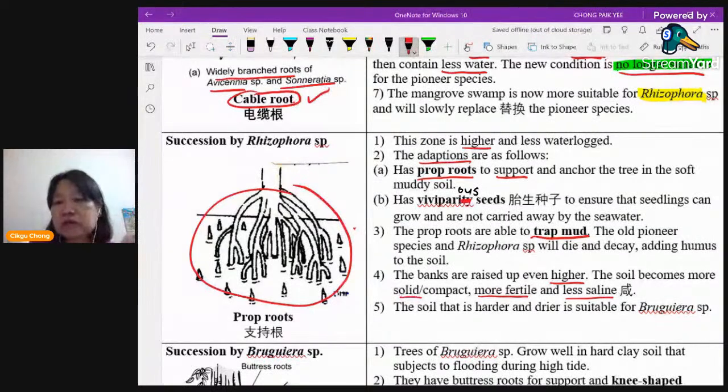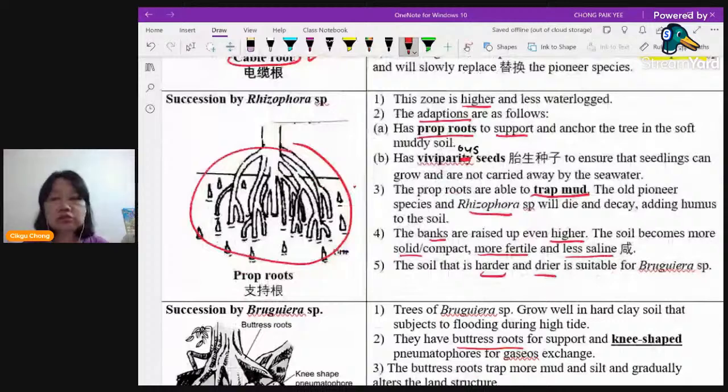And at the same time, of course, old trees will also die. When they die, they drop there and get decomposed. You will get nutrients, and the layer of soil becomes higher. So now the banks are raised even higher, and the soil becomes less soggy, drier, more fertile, and less saline, meaning less salty. Not so salty because it's not so near the sea now. It's a bit more inland already. So the soil is harder and drier.